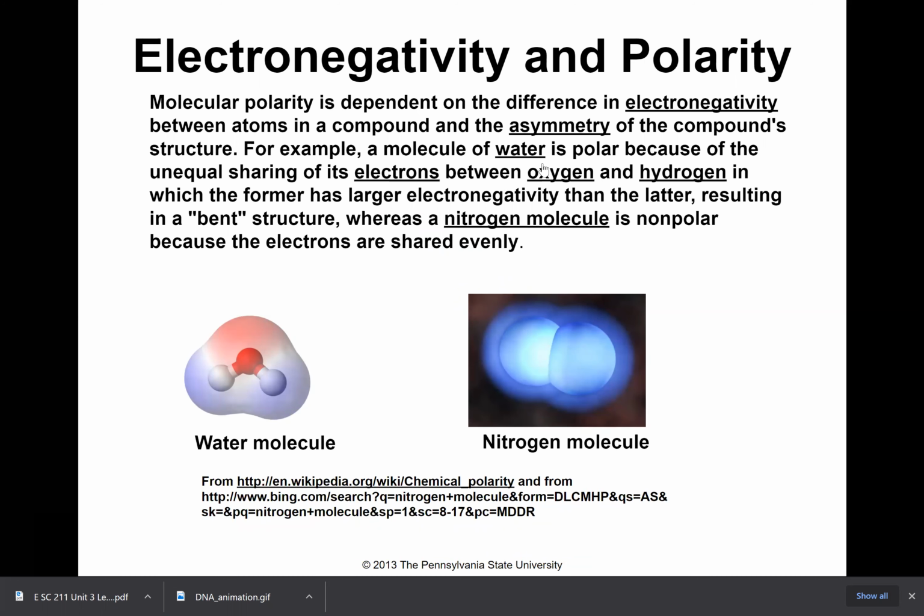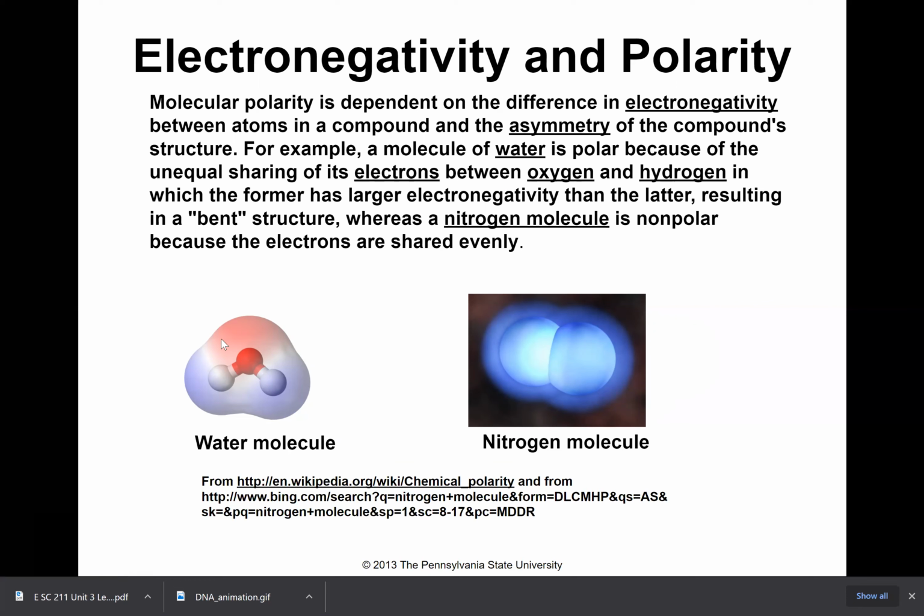So electronegativity and polarity. This is very wordy, and I apologize. Molecular polarity is dependent on the difference in electronegativity between atoms in a compound and the symmetry or asymmetry of the compound structure. So is it symmetrical or not symmetrical? That's the key here. For example, a molecule of water is polar because of the unequal sharing of its electrons between the oxygen and hydrogen, in which the former has a larger electronegativity than the latter.